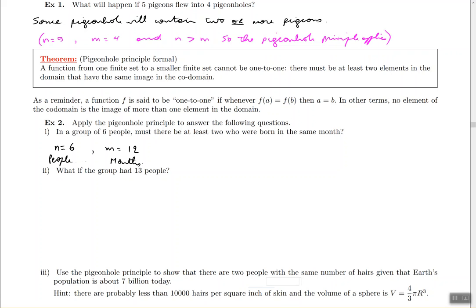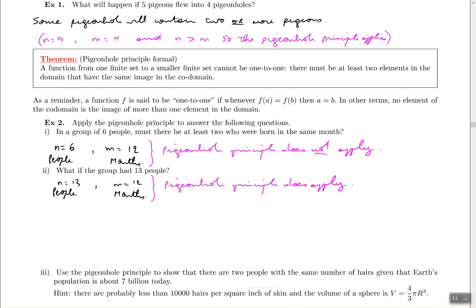If you had, let's say, 13 people in the group, then in that case, yes, because the first one, let's say, is in January, the second one is February, and so on and so forth. Well, the last person has to be one of the months that we already described. So in that case, the answer will be yes. So in this case, the n will be 13, and the m will be 12. And again, 13 people and 12 months, so the pigeonhole principle will apply.